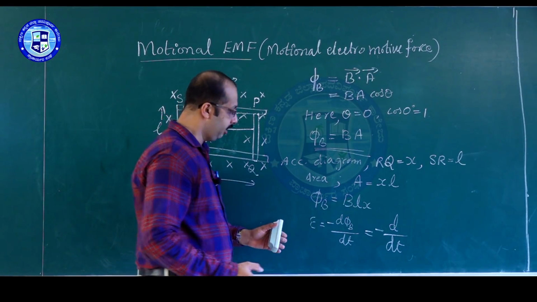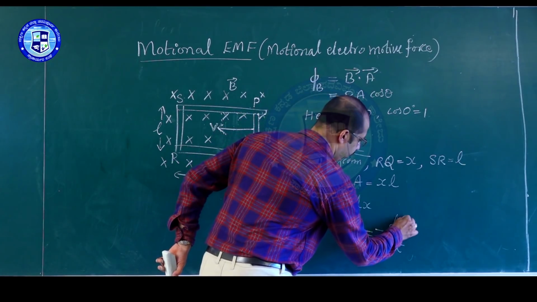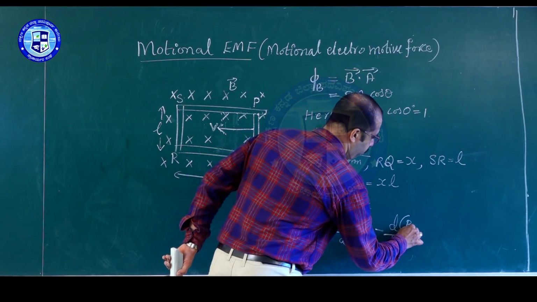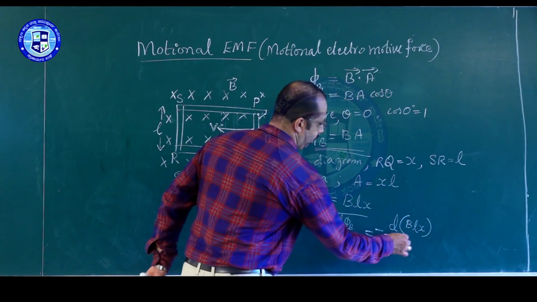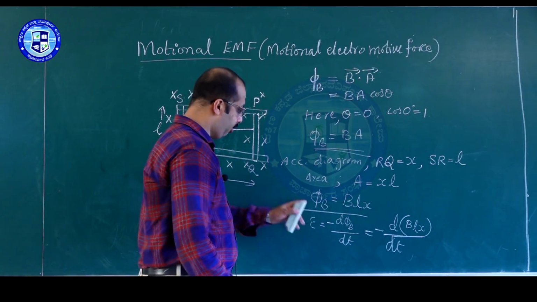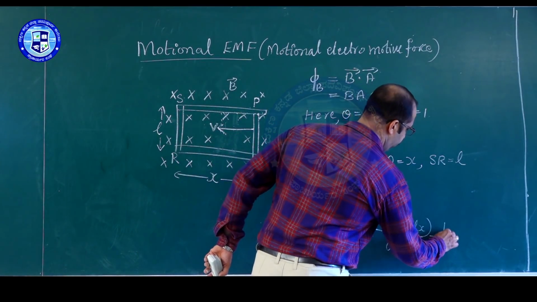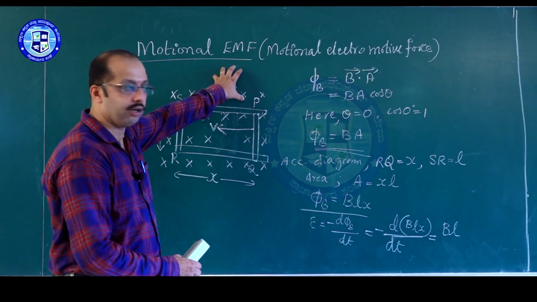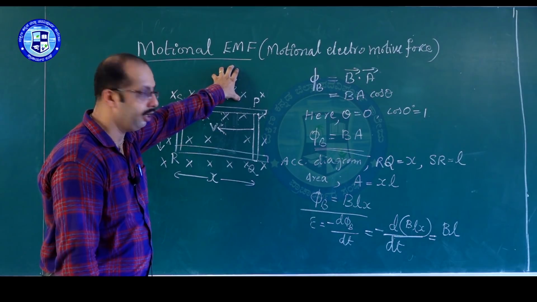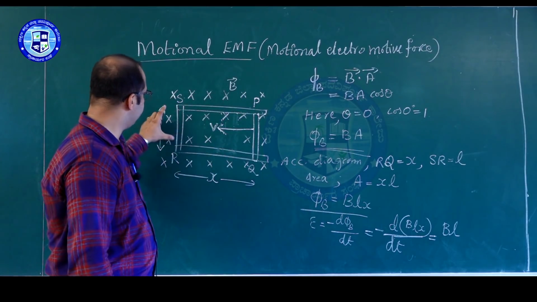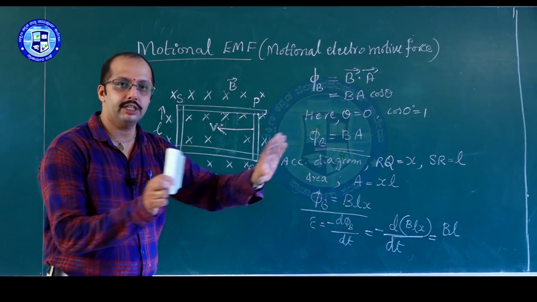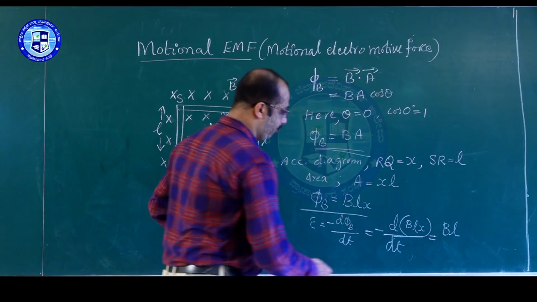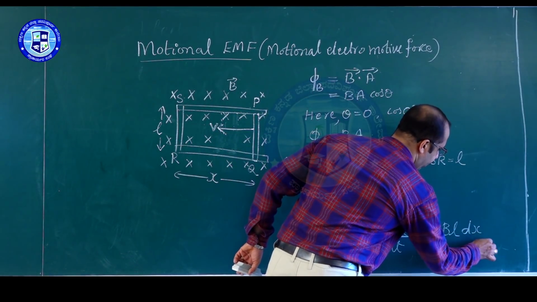So as we consider, according to this particular concept, dφB is B L x. So B L x divided by dt. Now here we considered B into L is constant, not variable, because B is a magnetic field strength applied in a constant manner. L is the length of the rod, which is fixed, not changeable; the only variable is x. So therefore you write dx by dt.